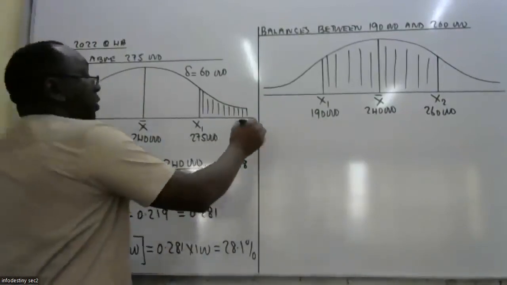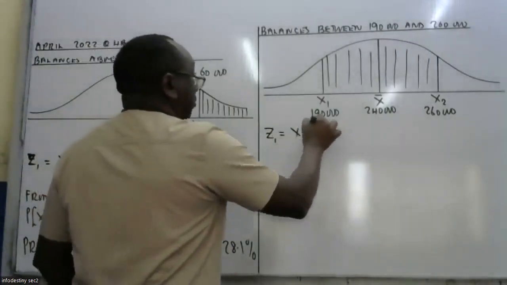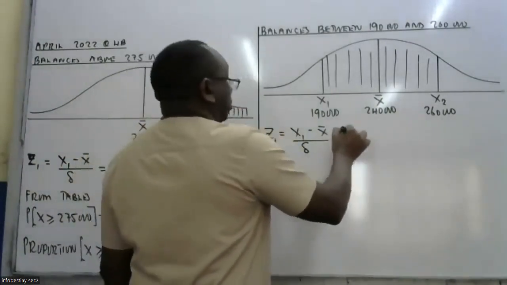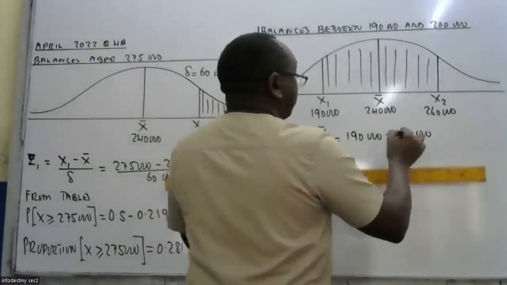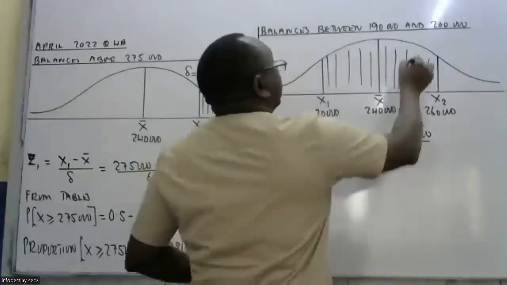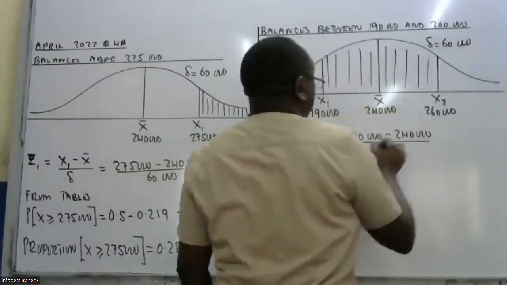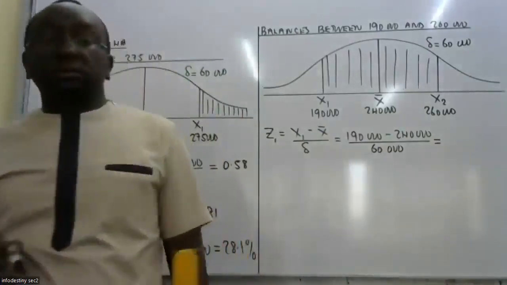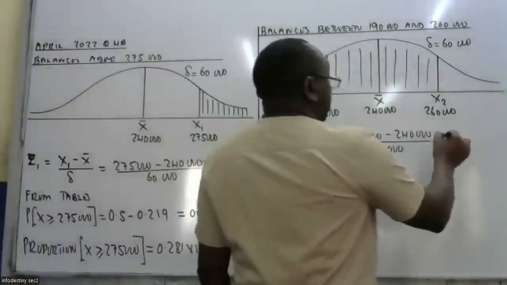So let's get our Z1. It is X1 minus X bar. You divide by standard deviation. So this is 190,000 minus 240,000. You divide by the standard deviation. The standard deviation is supposed to be here, 60,000. Negative 0.83.